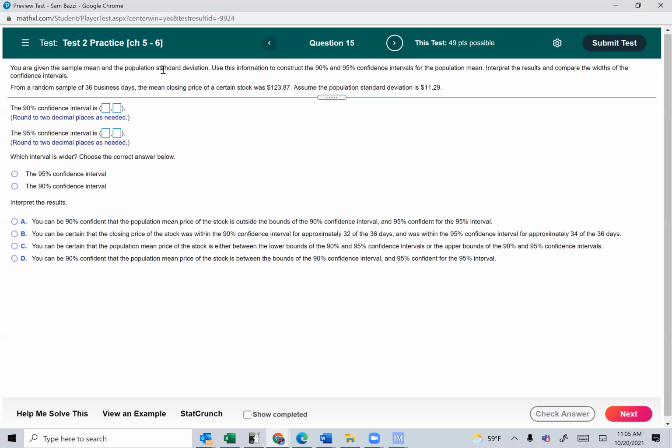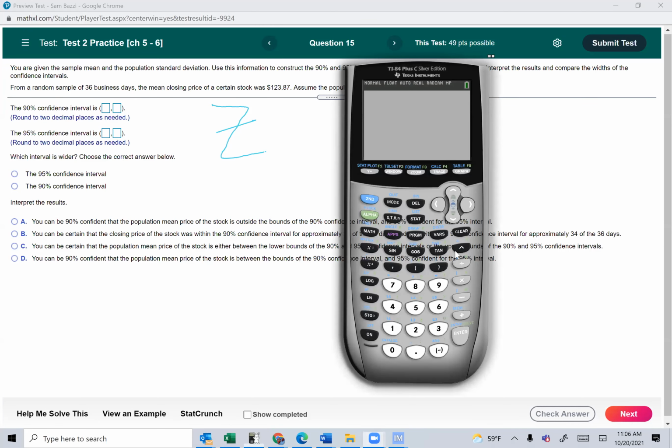You are given the sample mean and the population standard deviation. Once he gives you the population standard deviation, guys, you're stuck with Z. You must use Z interval. That's very, very important to realize. Okay, find a 90% confidence interval, 95%. Let's do the calculator for this. All right, ready for the calculator. So stat, tests, and we know it's Z interval because he says I'm giving you the population standard deviation. Stats. Okay, let's see what he gives us.